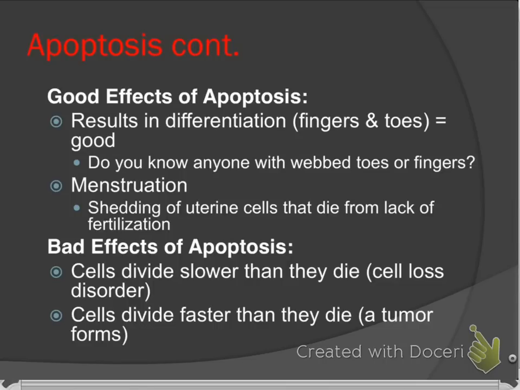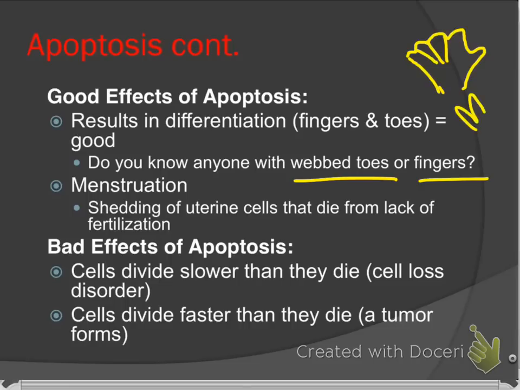So the good effects, this is your differentiation. So fingers and toes. Do you know anybody, or maybe you do, who has webbed toes or webbed fingers? Because what happens is when you're dividing, there are skin cells between your hands. So if this is your hand, okay, when you're dividing, the skin cells that are in these lines will die off, eventually causing you to have fingers. It's a really bad hand. But sometimes, for some people, it doesn't happen between two of their fingers or two of their toes. And that's where they actually have webbed toes or webbed fingers.